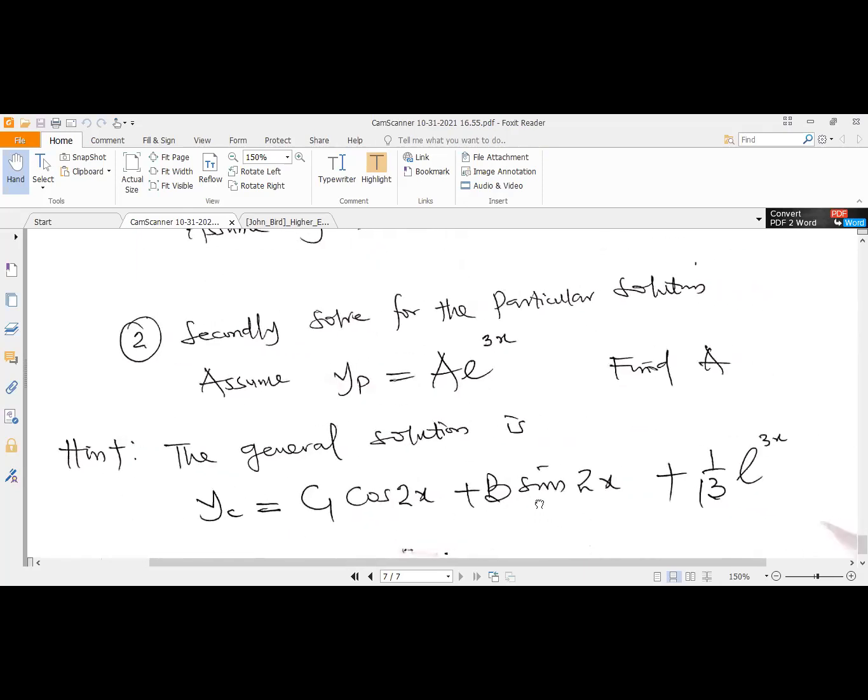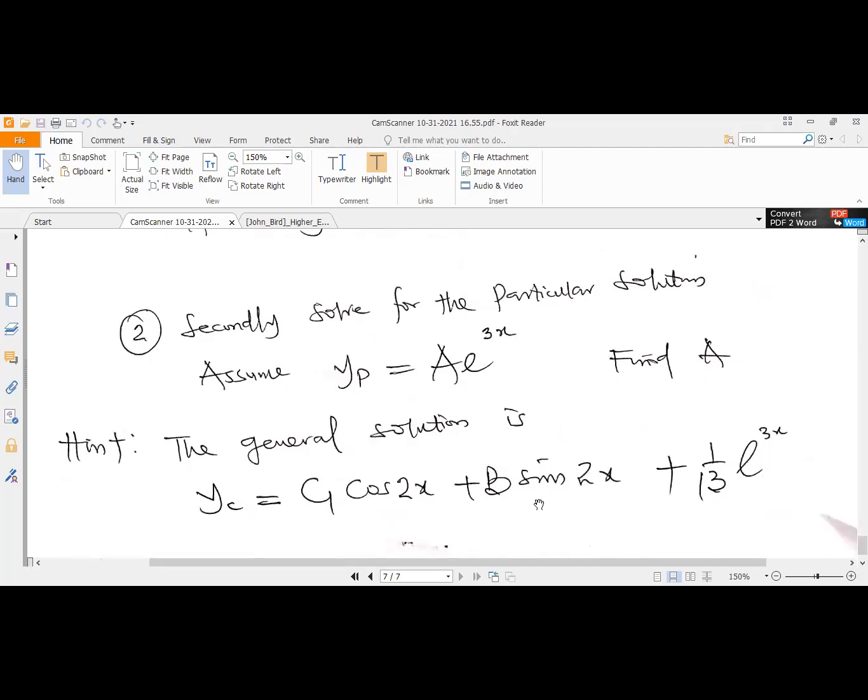Now, this is what you are going to get as a solution. You are going to have something like C1 cos 2x plus B sin 2x.